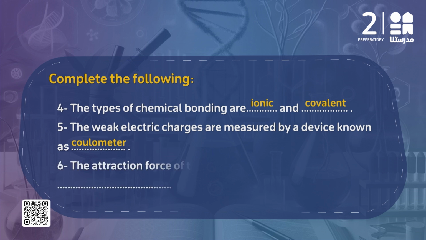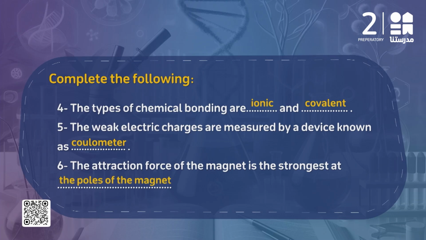coulometer. Question number 6: the attraction force of the magnet is strongest at... As we know, the whole magnet has magnetic power, or force of magnetism, to attract any magnetic material, but the area in the magnet where the magnetic force is most concentrated is at the two poles, which are north and south. So the poles of the magnet.